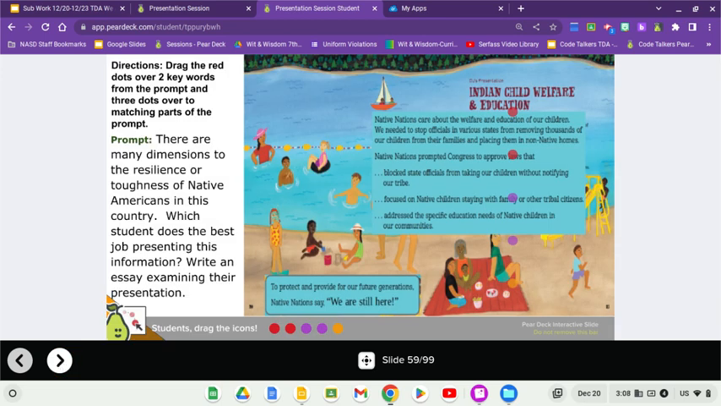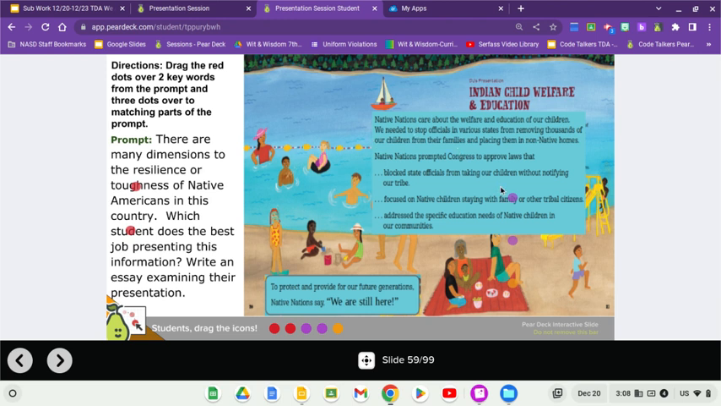So let's do this page together. Prompt: There are many dimensions to the resilience or toughness of Native Americans in this country. Which student does the best job presenting this information? Write an essay examining their presentation. Well, I certainly see that the word "student" seems to play a large role. And I see that the word "resilience" or "toughness", I'm going to go with "toughness" on this one, seems to work well for 2 important words from that prompt.